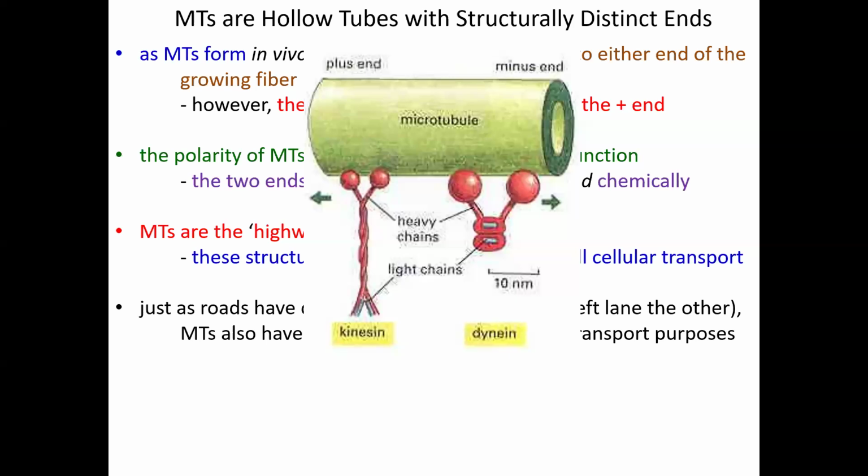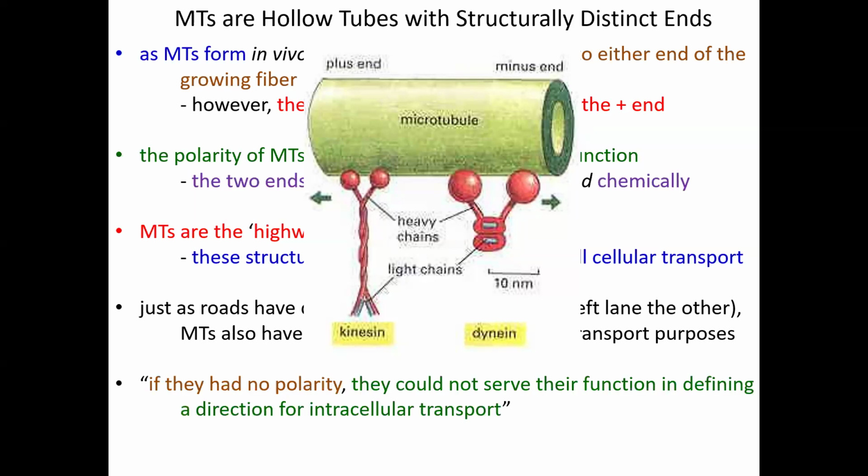The two proteins that do walk along microtubules are called dynein and kinesin. We'll talk about them in just a second, but they walk in opposite directions. And in order to successfully and functionally walk in opposite directions, dynein needs to know that it's moving towards the negative end because that's the direction it needs to walk in. And kinesin needs to know that it's walking towards the positive end. So the ends must be different.